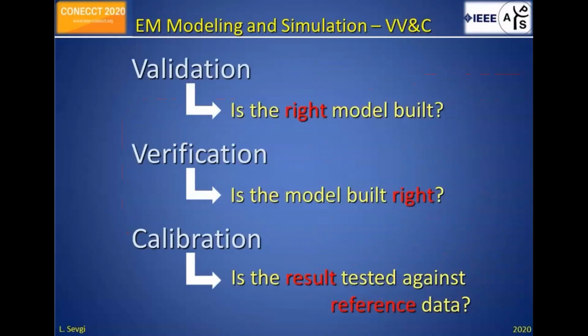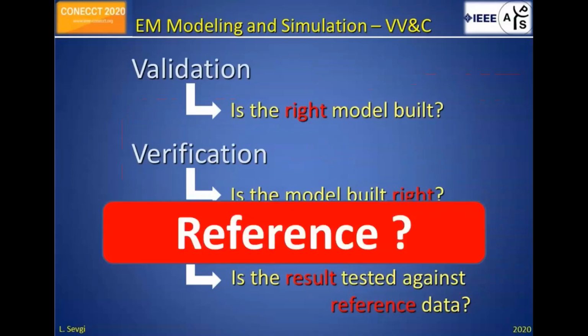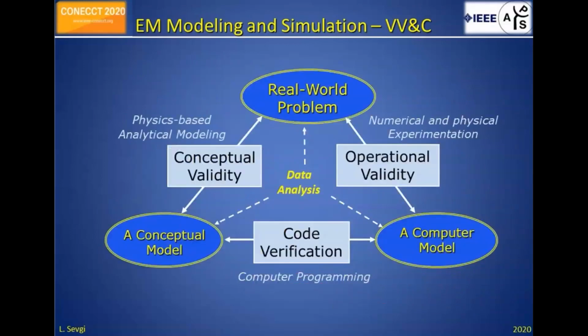And if you deal with modeling and simulation, validation, verification, calibration are critical. So in VV and C, validation means whether you built the right model. Verification deals with whether the model you built is right, and calibration is nothing but testing the result against reference data. But what is the reference? So that's a critical question.